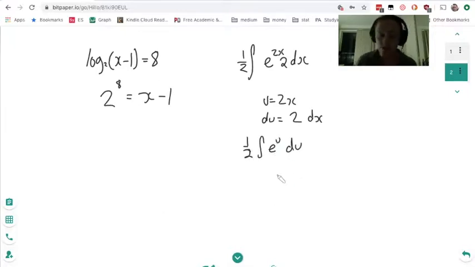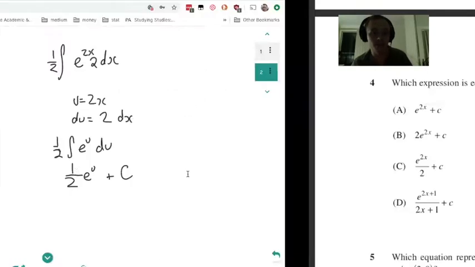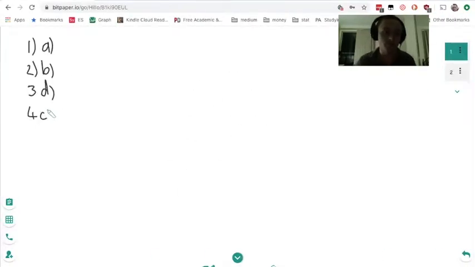Now, the integral of e to the u is simply e to the u, and don't forget the half at the front here, and the constant term. Now we can just do the substitution. We know that u is 2x, so the solution should be 1 half e to the power of 2x plus c. So question 4 is indeed C. I'm just going to erase page 2 and start a new page.